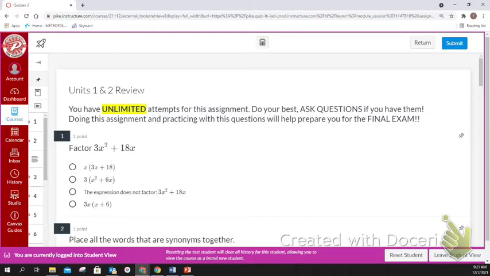So for number one, what can we do? What is the answer? How did you work through number one? What's the greatest common factor? 3x. And when you divided it by 3x, you should get, I don't know if it's in the same order, but 3x times x plus 6.